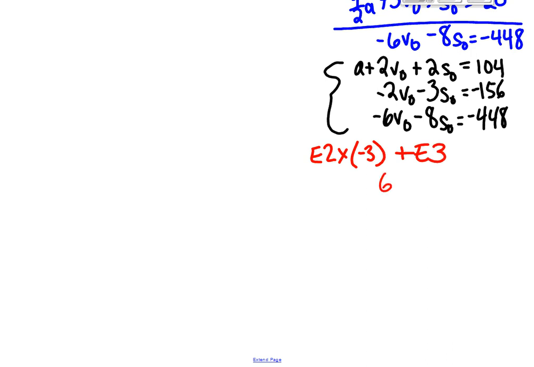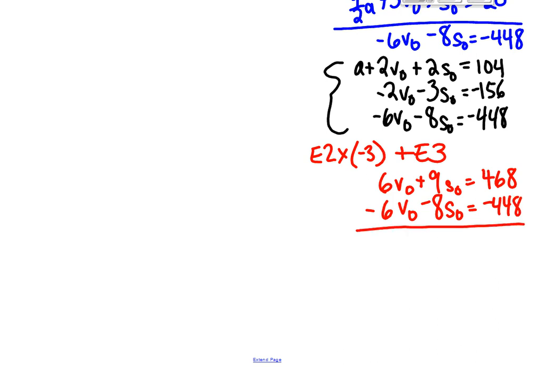And that'll be 6v sub 0 plus 9s sub 0 equals, when I multiply that, 468. And then I'm going to write E3 below, negative 6v sub 0 minus 8s sub 0 equals negative 448. And when I add those together, I just get S sub 0 equals 20. So woohoo, I'm super happy because then that one is done.